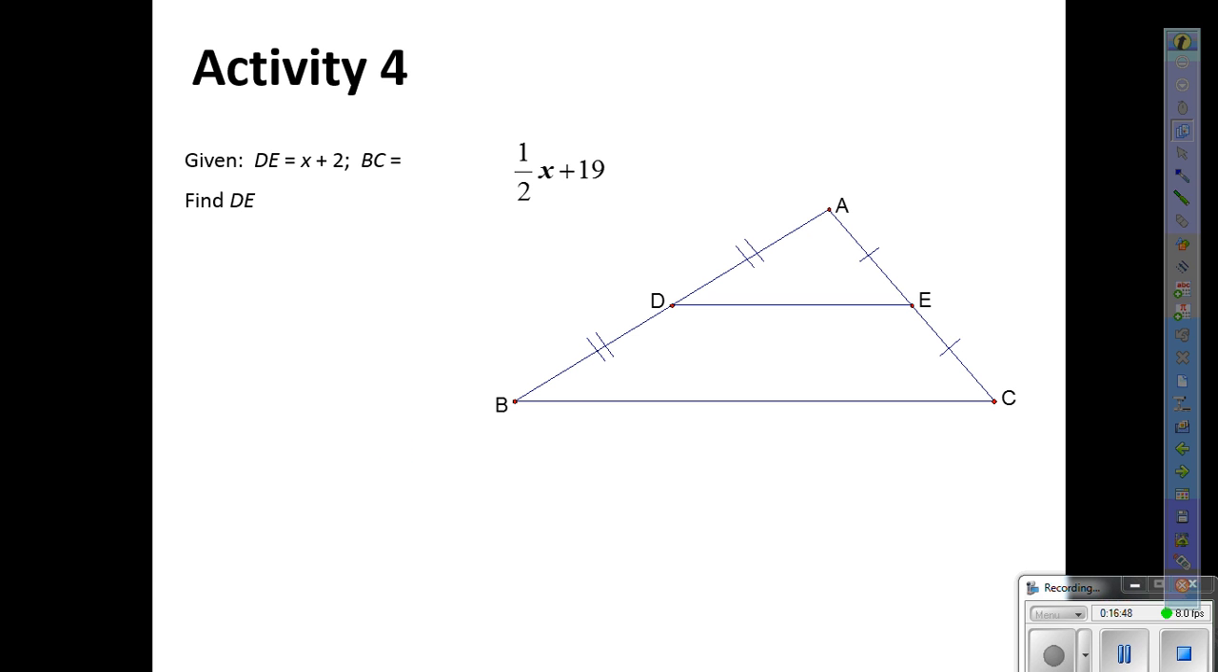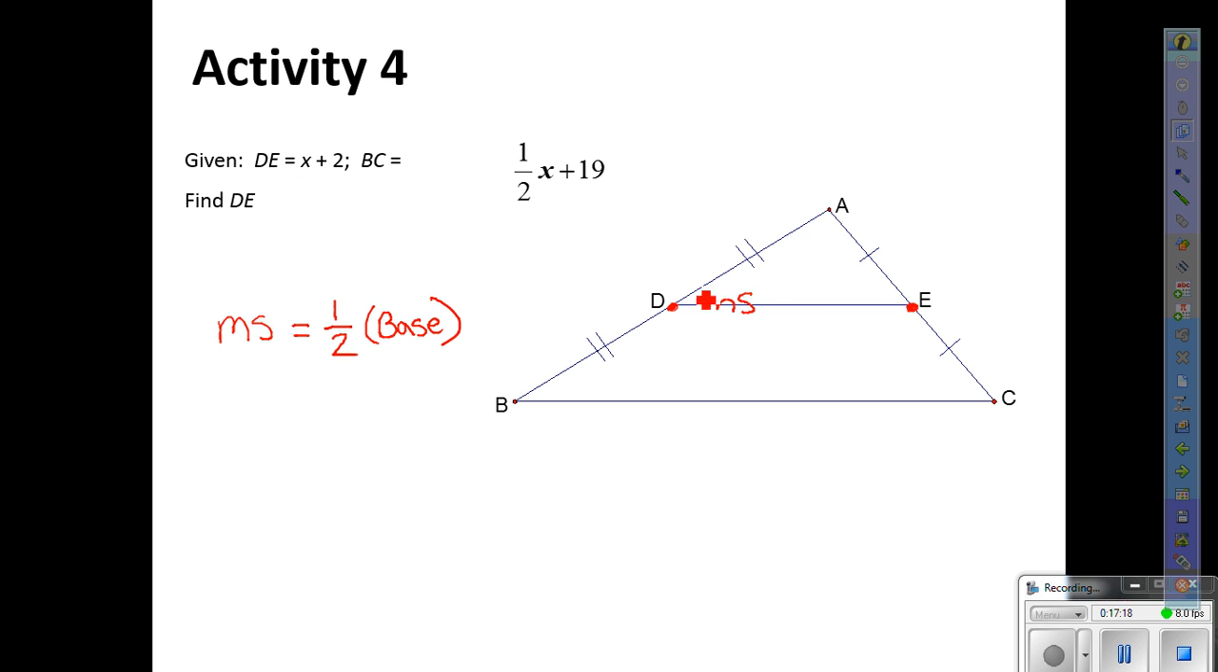Woo! Blow my mind. All right, things that we want to remember. I like to label things in the picture. This is equal to this. Midpoint, this is equal to this. Midpoint, which makes this the mid-segment. Now, things that we want to remember. The mid-segment is always equal to half of the base.